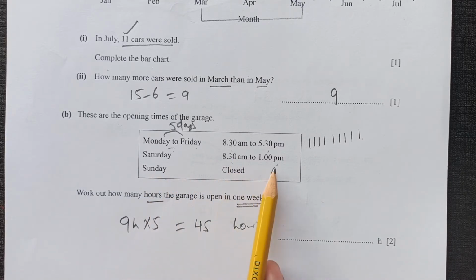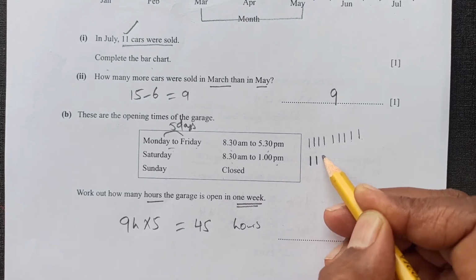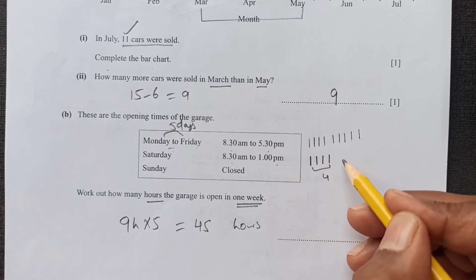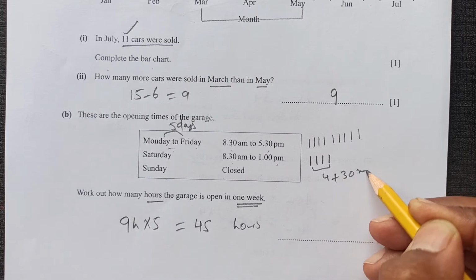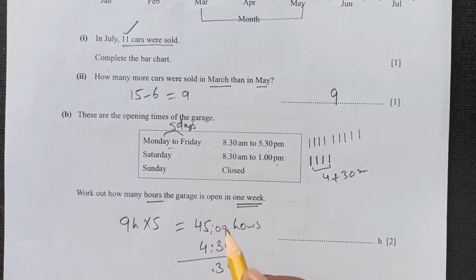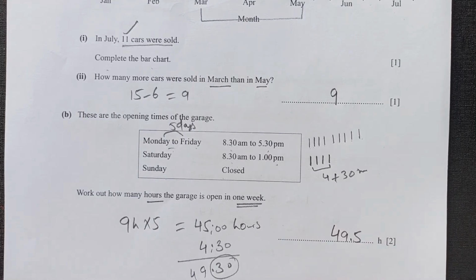And Saturday is 8:30 to 1. 8:30 to 9:30, 10:30, 11:30, 12:30, that is 4 hours, and up to 1 it will be 30 more minutes, so 4 hours and 30 minutes. So this will be 49 hours and 30 minutes. That means 49.5 hours will be the answer for this one.